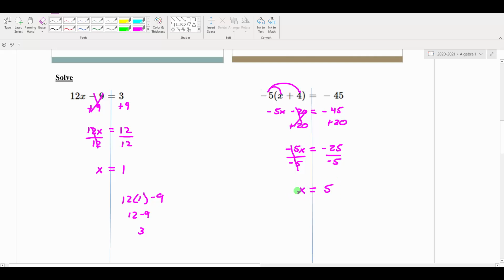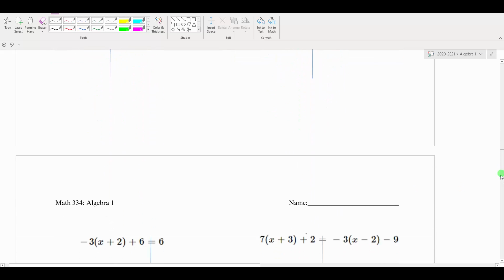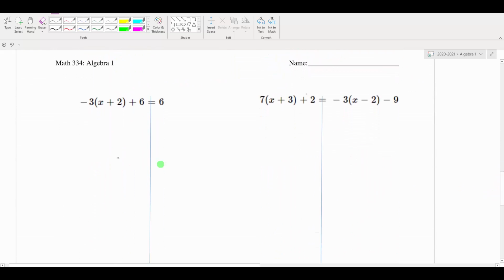This is our solution. If I were to take this 5 and plug it in for x and calculate, I would get a negative 45 out. All right, let's keep going. All right, getting a little bit more complicated, right?